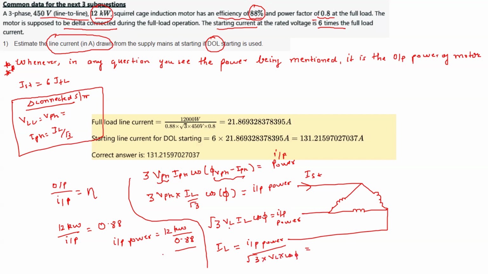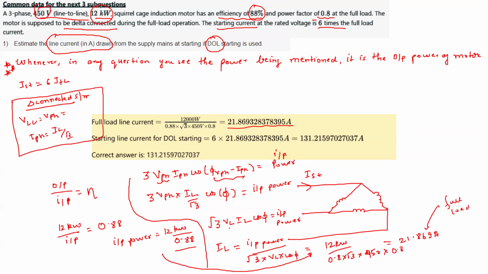So you have input power from here. Input power is 12 kilowatt by 0.88, into root 3 into VL. VL is given as 450 volt line to line, so I am using that 450 volt. This is into cos phi. What is cos phi? 0.8. So using this, you can calculate. So your full load line current will come out to be 21.869.